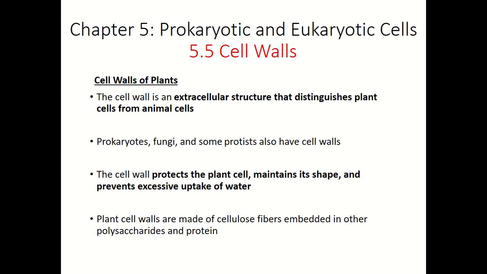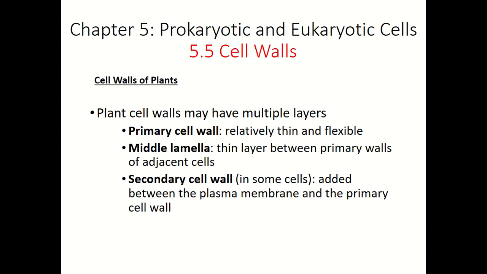So the functions of the cell wall are to protect the plant cells, to maintain their shape, and also to prevent the excessive uptake of water in plants. Plant cell walls are made of cellulose fibers, made up of monosaccharides and embedded in other polysaccharides and protein. The plant cell wall also has multiple layers.